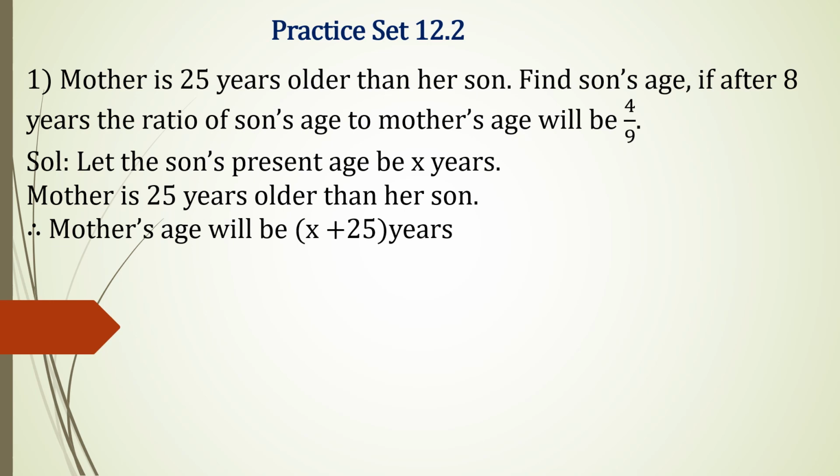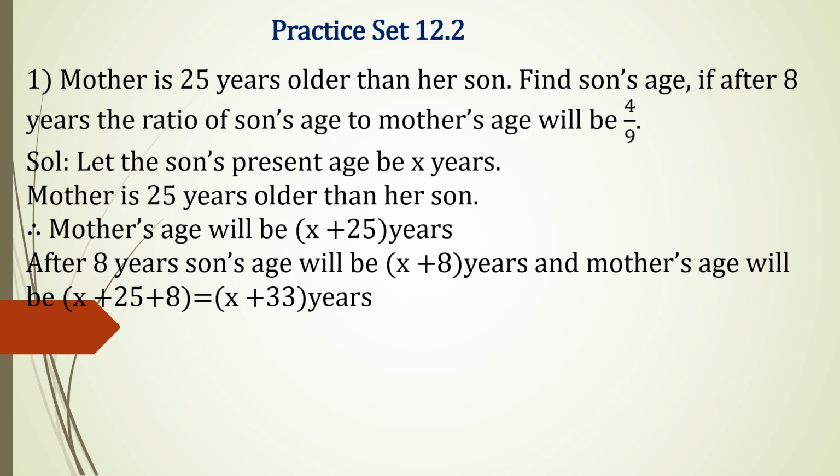Okay. Now after 8 years, the son's age will be x plus 8 years, because after 8 years the son's age will also increase. And the mother's age will be x plus 25 plus 8, because x plus 25 is the present age and after 8 years we'll add 8. So we'll solve this, you will get x plus 33 years. So the mother's age will be x plus 33 and the son's age will be x plus 8 after 8 years.